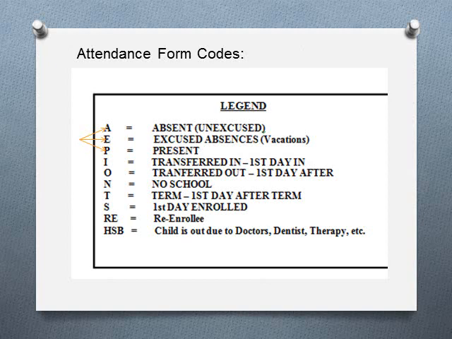Let's discuss the attendance form codes and how they are used to document a child's attendance. The first 3 codes are codes that will be used the most throughout the month. A documents a child's unexcused absence for the day. E means the child's absence was excused. This type of absence is usually prearranged, such as a vacation or a WIC appointment. P, of course, documents the child's presence in the classroom for the day.